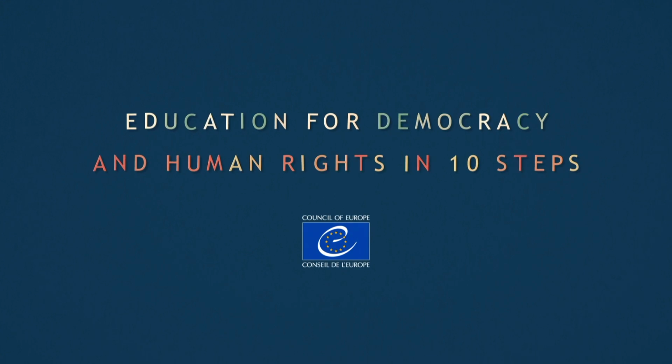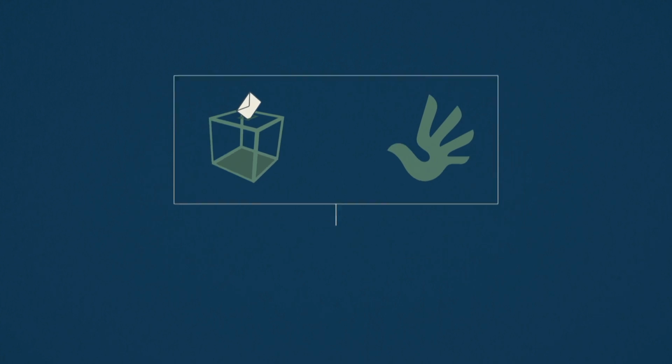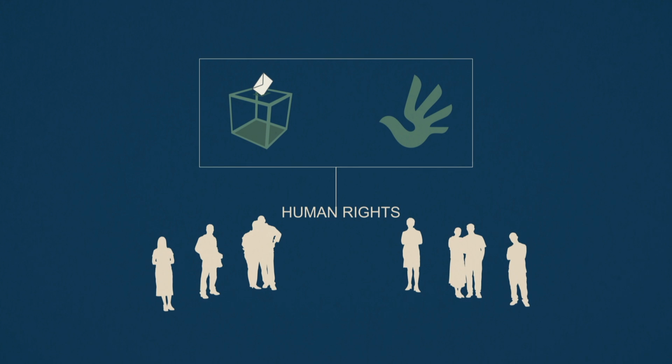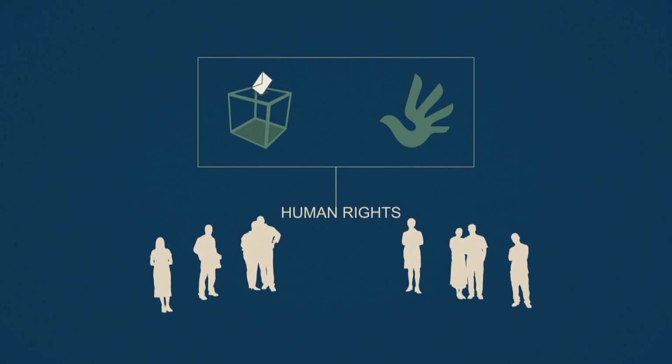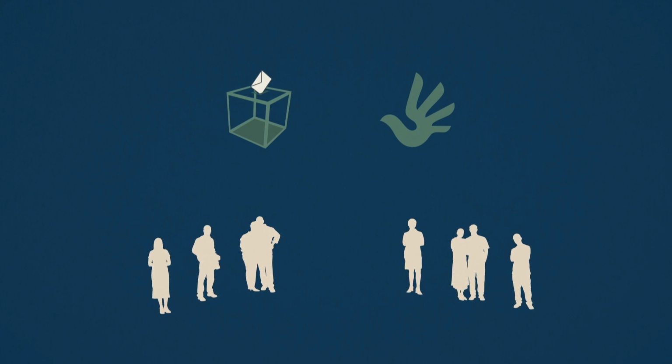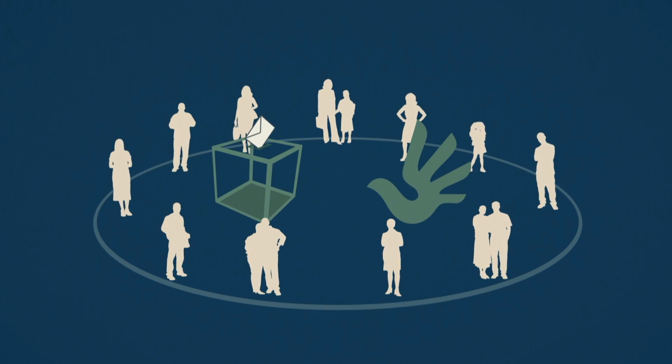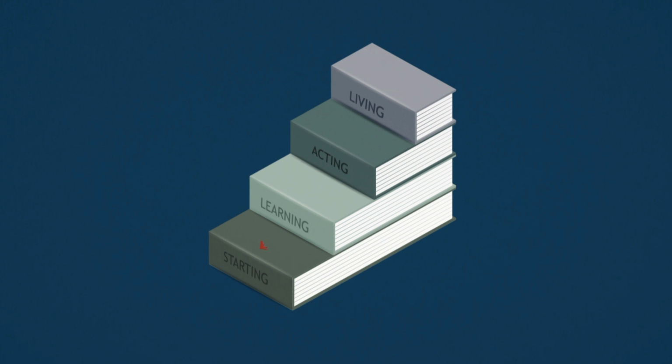Education for Democracy and Human Rights in 10 Steps. Democracy and human rights enable us to live in peace and guarantee the dignity of all people. But this can only be achieved if everyone respects the principles and rules of democracy and human rights. Relevant lifelong education from childhood onwards is therefore necessary.